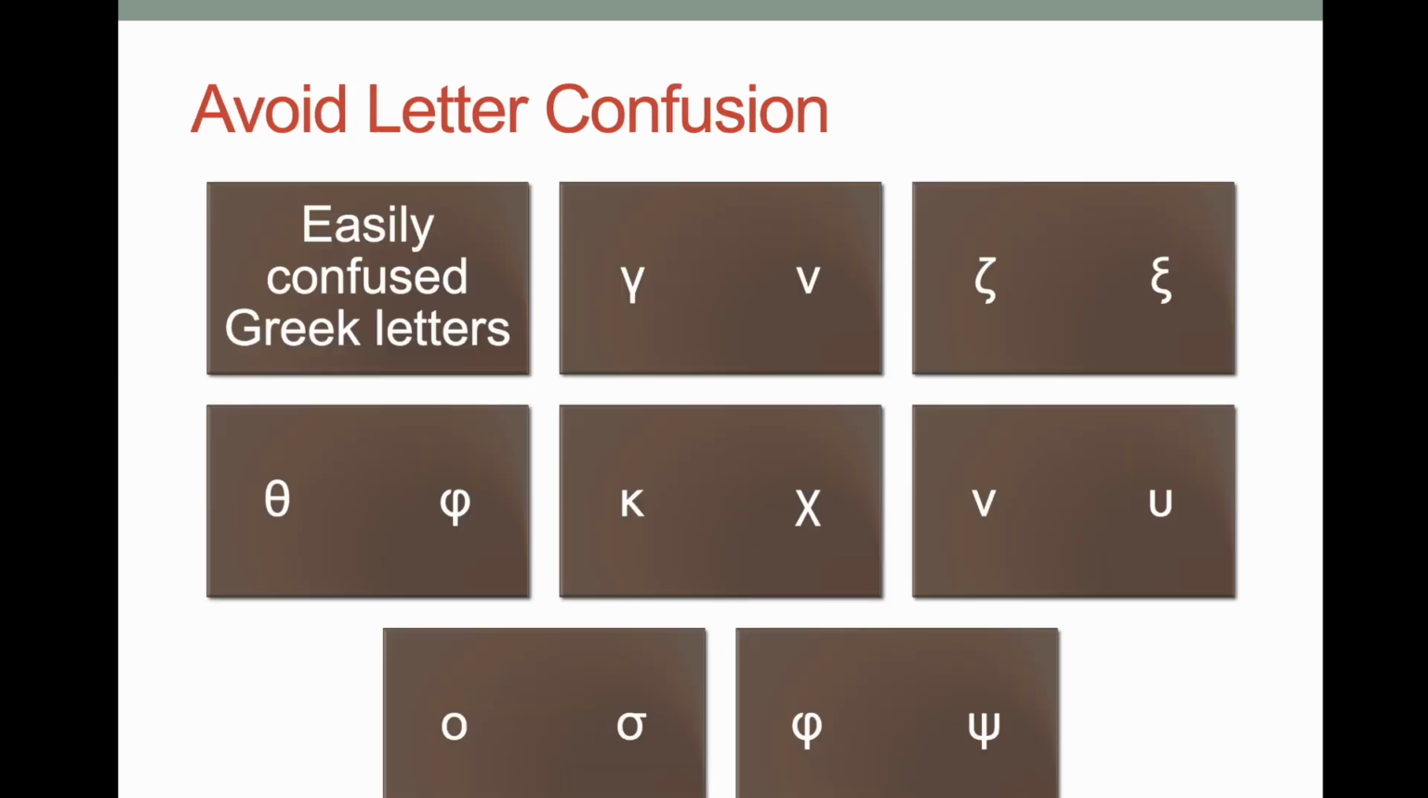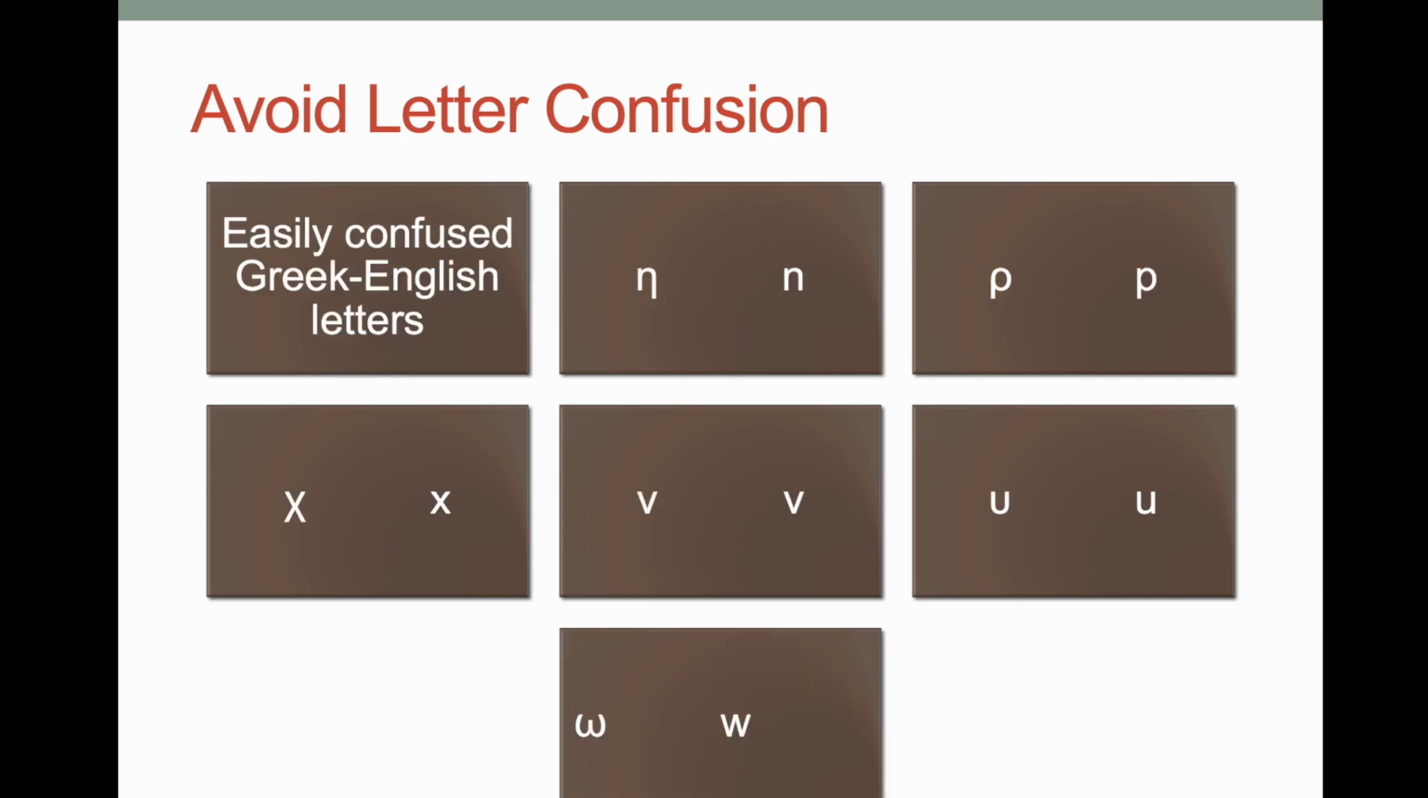As you are learning the letters, be very careful that you don't confuse similar looking letters. This is in your handout, this is on the slide here. So don't confuse the gamma with the nu, or the zeta with the xi, or the theta with the phi, or the kappa with the chi, or the nu with the upsilon, or the omicron with the sigma, or the phi with the psi. They look similar, but they need to be distinguished.